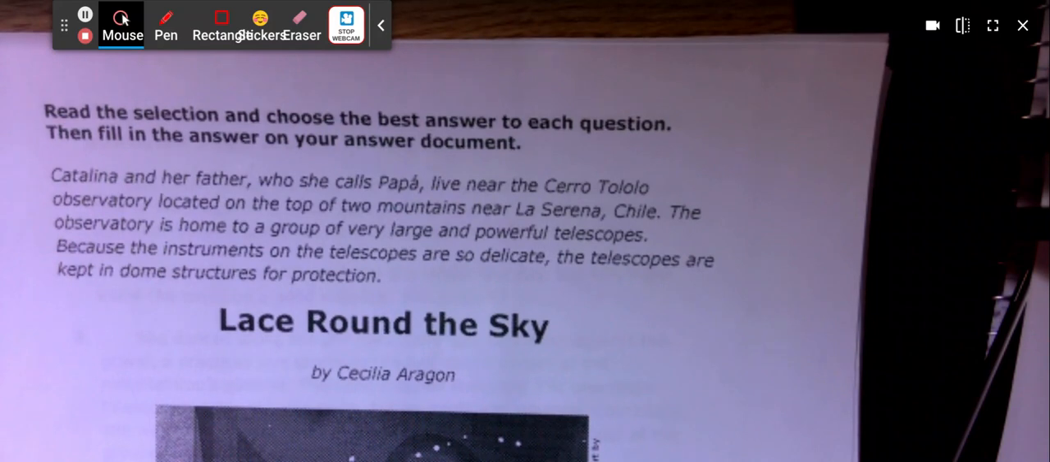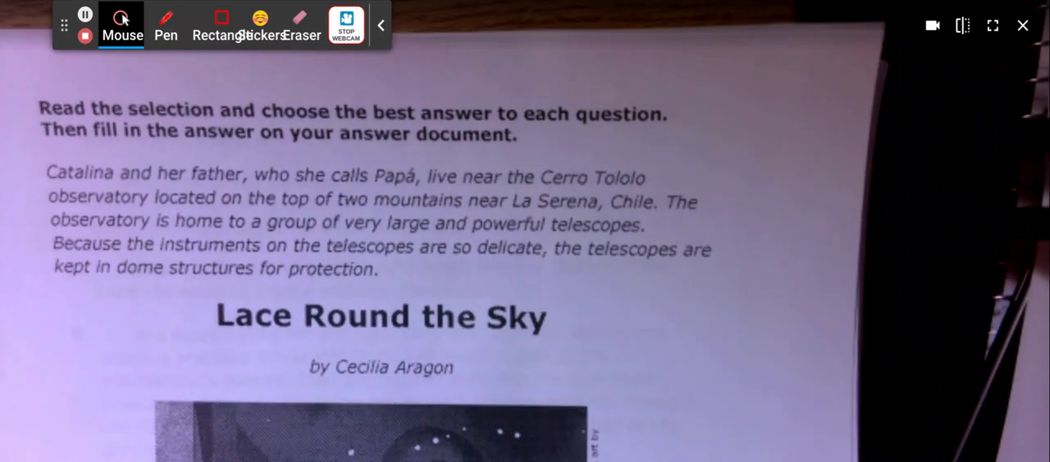So it says, Catalina and her father, who she calls Papa, live near the Cerro Tololo Observatory, located on the top of two mountains near La Serena, Chile. The observatory is home to a group of very large and powerful telescopes. Because the instruments on the telescopes are so delicate, the telescopes are kept in dome structures for protection. That's interesting to me. Dome structures. Those are kind of rounded structures.